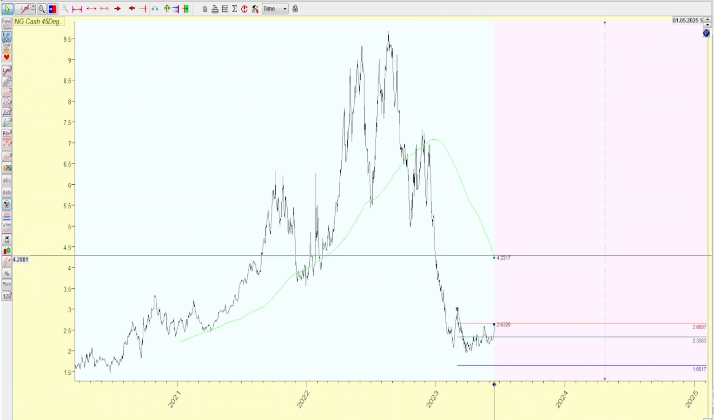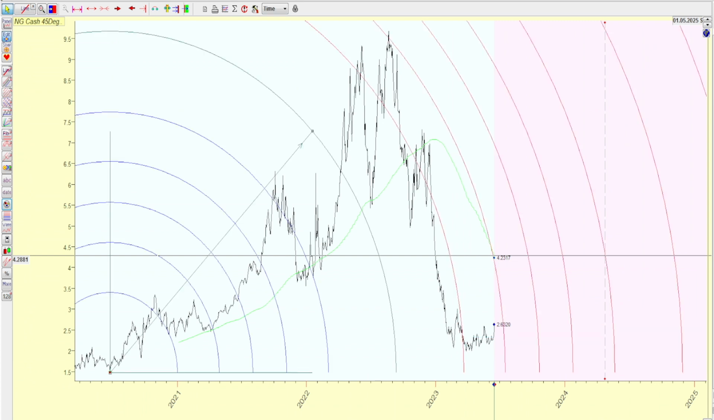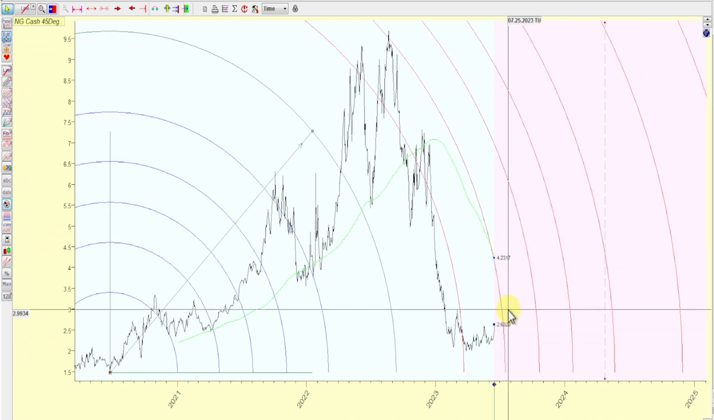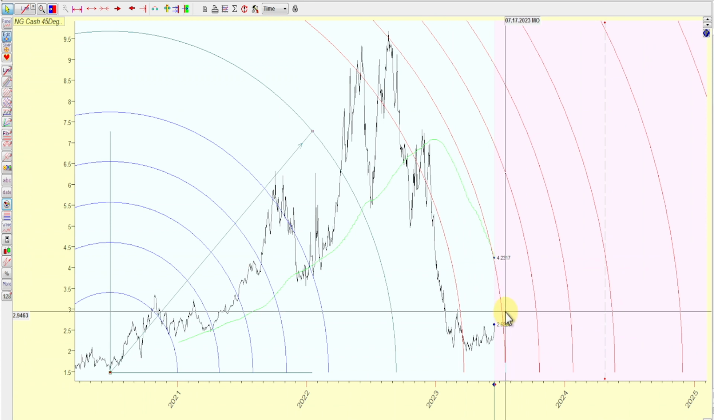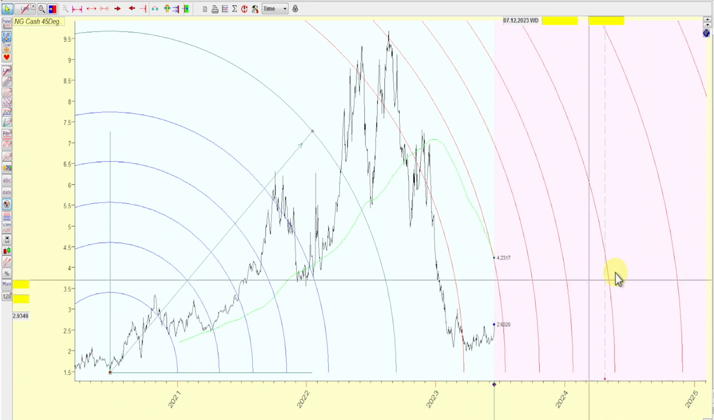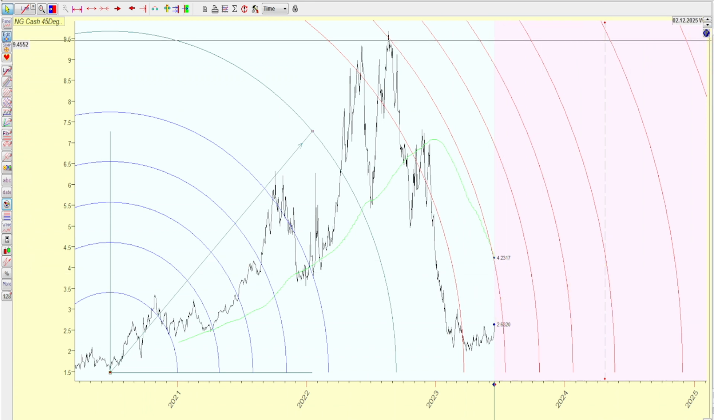Just kind of monitoring that. We could close above those levels. In regards to the Fibonacci ellipse, also the July 17th, that week, which will be for next month, we'll see how that's going to play out. All right, we'll go to the next chart.